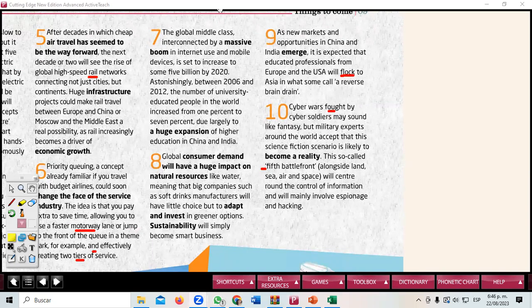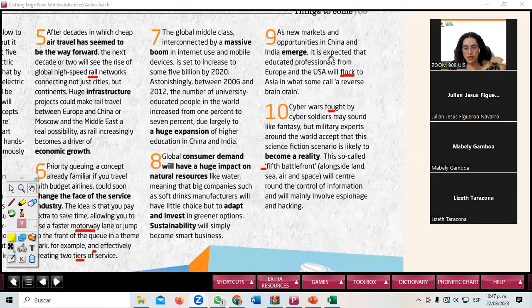Cyber wars fought by cyber soldiers may sound like fantasy, but military experts around the world accept that this science fiction scenario is likely to become a reality. The so-called fifth battlefront, alongside land, sea, air, and space, will center around the control of information and will mainly involve espionage and hacking. Yes, espionage and hacking. So you see, the last one is about cyber security. It's compared to a battlefront like land, sea, air, space, and now the internet, right? Or the cyber security as well.